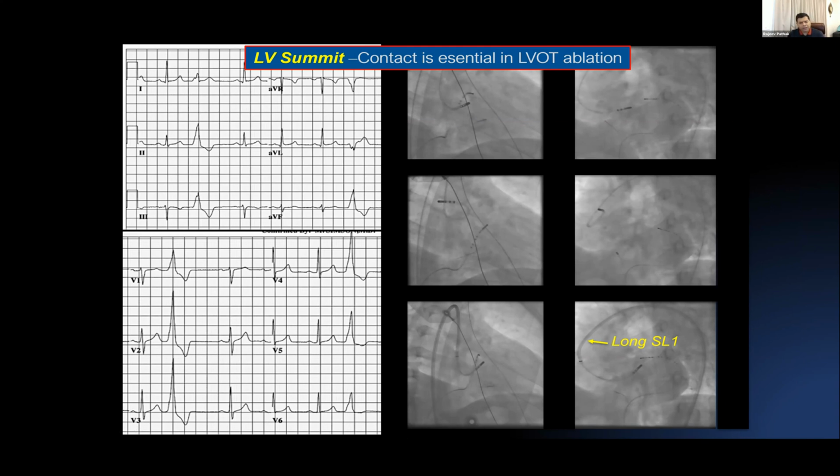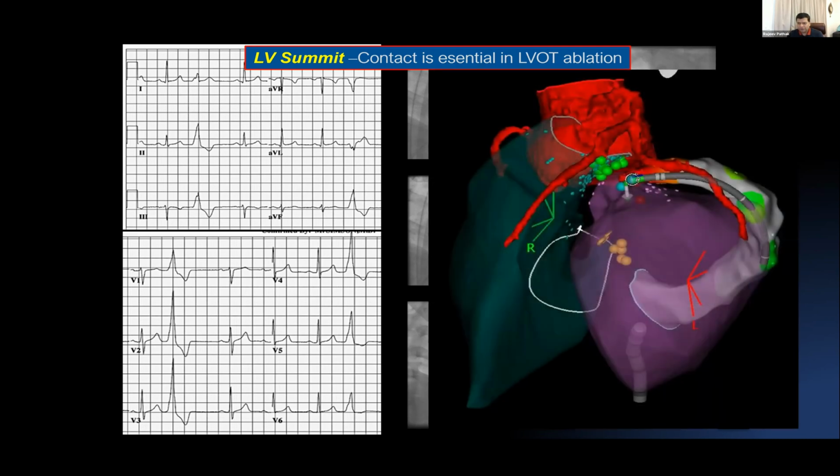I personally very rarely have to use this. I have used a Smart Touch DF catheter and use a D curve with a C shape, and we pull the catheter to be able to get sufficient contact. However, if you have less than 10 gram or 15 gram force, ablation in this area may not be successful. So I will recommend either using the catheter to make sure that you have force, or use a long SL1 sheath to be able to achieve that good contact in that particular area. So this is exactly the case I was talking about.